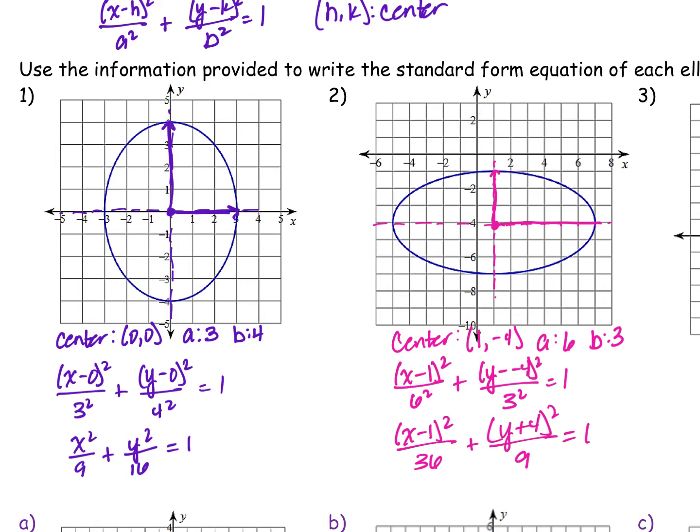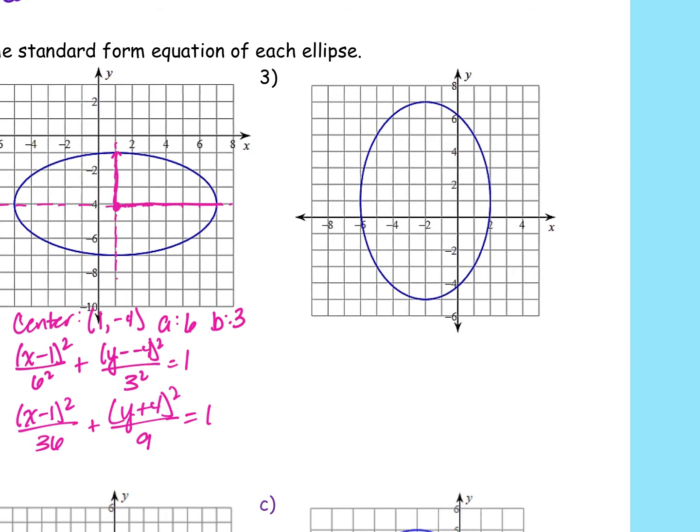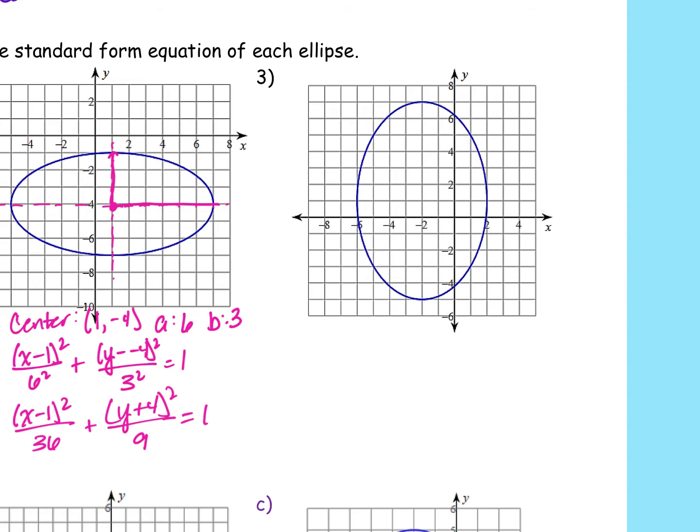Okay. Next. Number 3. Now we have a vertical one. It's done the same way. It doesn't change anything. I still find my widest part, which looks like it's probably right here, and my tallest part looks like it's right here. So my center is there, at (-2, 1). A is 1, 2, 3, 4. And B is 1, 2, 3, 4, 5, 6. Beautiful.